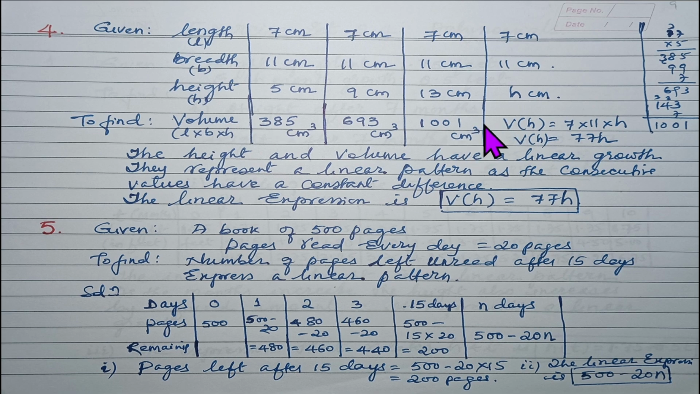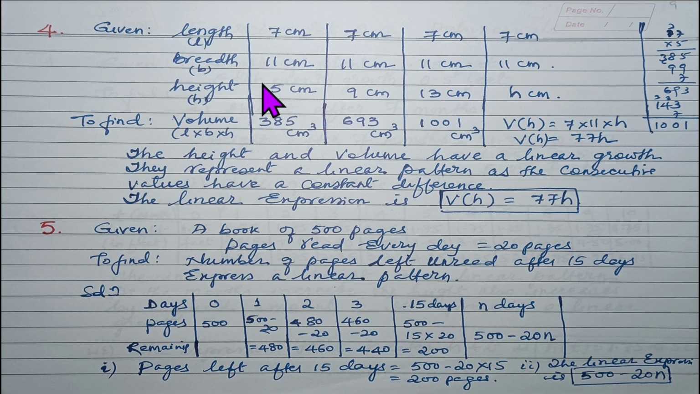And if you have to generalize this, then the volume for a given height h is equal to 7 into 11 into h, or 77h. So the volume is 77h. So if h is 5, the volume is 385, if h is 9, the volume is 693, and so on. So the height and the volume have a linear growth.